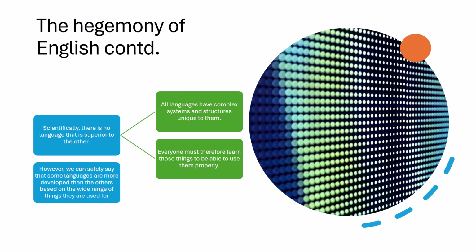However, you can simply say that some languages are more developed than others, which is also the point I've been making. All languages have complex systems and structures unique to them. There's no doubt about that. Everyone must therefore learn those things to be able to use them properly. Now, like I always give the example, if something is not being used in a particular language, that language may not have the need for that thing. When there was no computer, nobody needed a word for computer in a language.